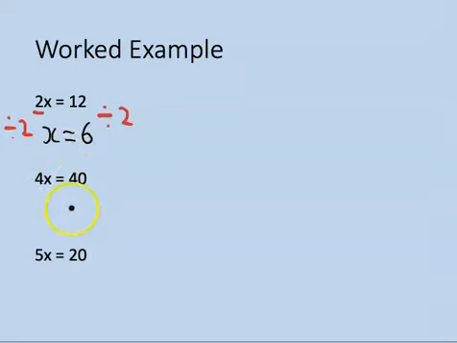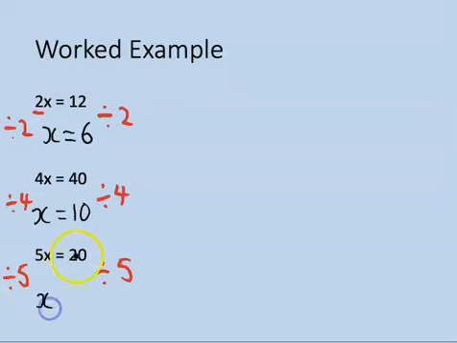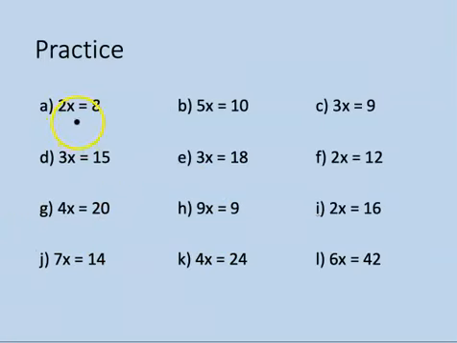But here 4x equals 40. I divide both sides by 4. 40 divided by 4 gives me 10. And 4x divided by 4 gives me x. Now when I do 5x is equal to 20 here, instead of multiplying by 5, I divide by 5. 5x divided by 5 is x. 20 divided by 5 is 4. So just divide them all. And practice on these ones now. Have a go, pause the video.